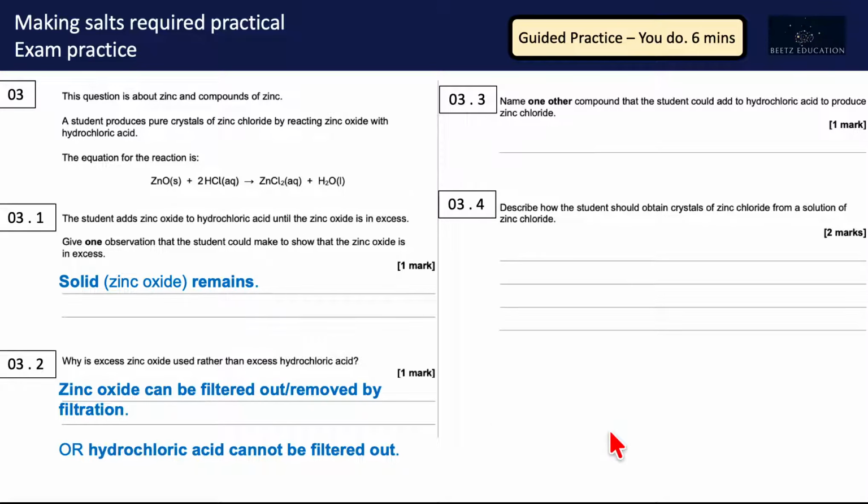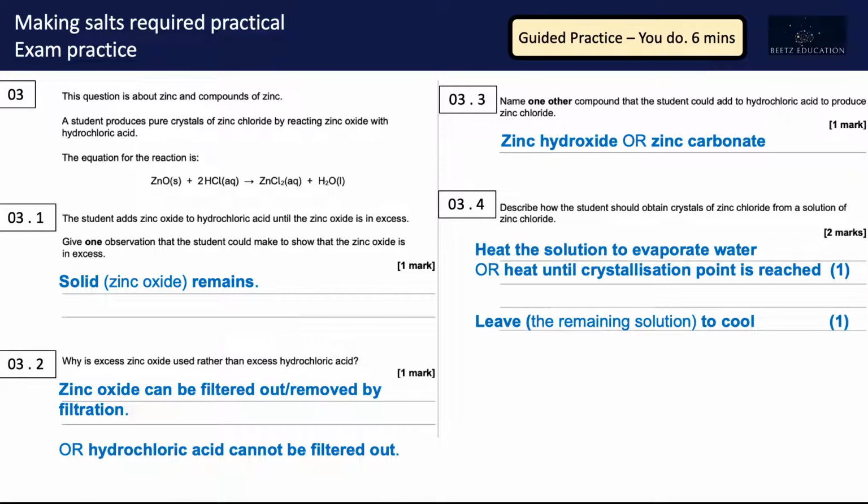They'd pass through. Next, naming another compound that could be added to the acid. You could have zinc hydroxide or zinc carbonate as your alternative bases. And for the final one, how could we obtain crystals from the zinc chloride solution? We would heat the solution to evaporate water. Again, bit in bold there is essential. Or we could say heat until the crystallization point. Second mark, we would then leave the remaining solution to cool down. 2 marks for that one.